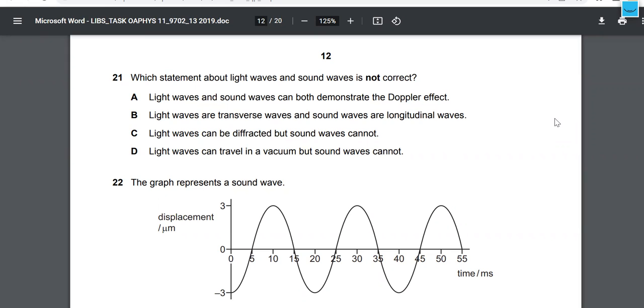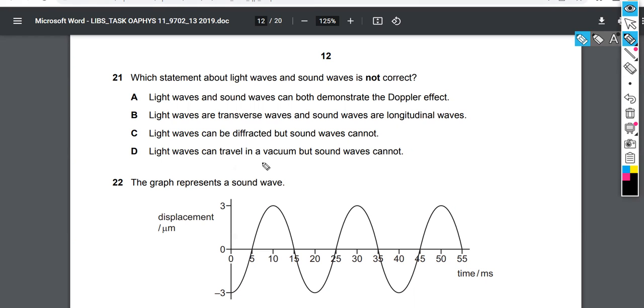Light waves and sound waves can both demonstrate the Doppler effect. Well, that is correct. Light waves are transverse waves and sound waves are longitudinal waves. That's also correct. Light waves can be diffracted, but sound waves cannot. Well, that's not correct. Any wave can be diffracted. So C is the correct answer to this, which means that D is a correct statement.